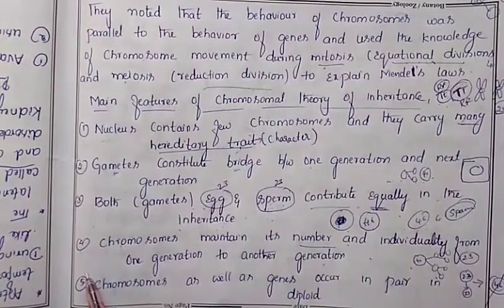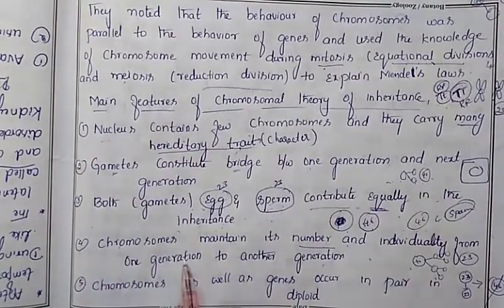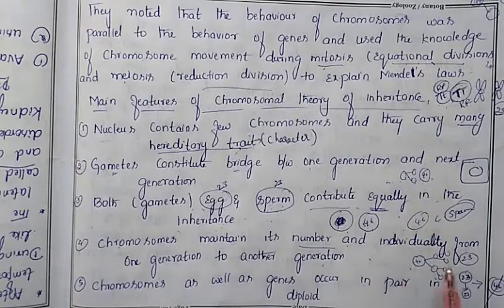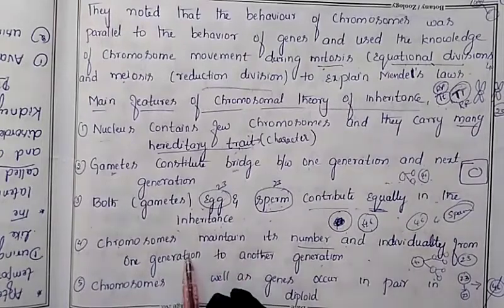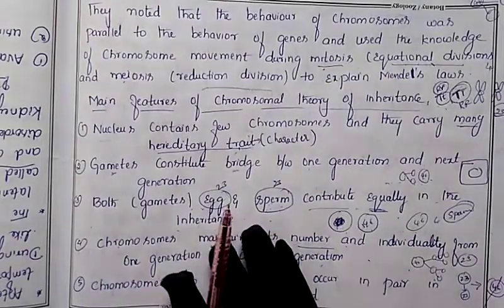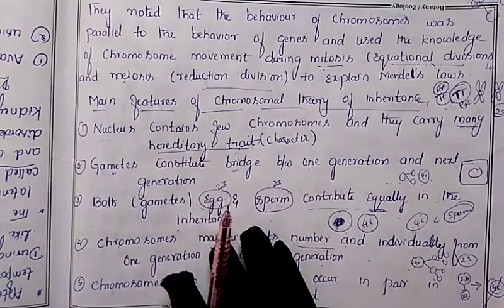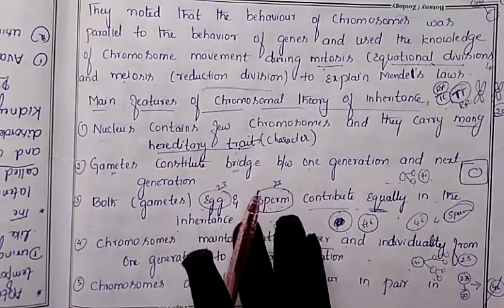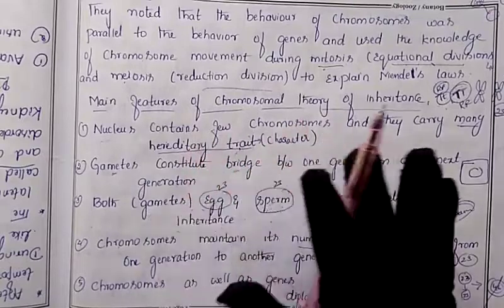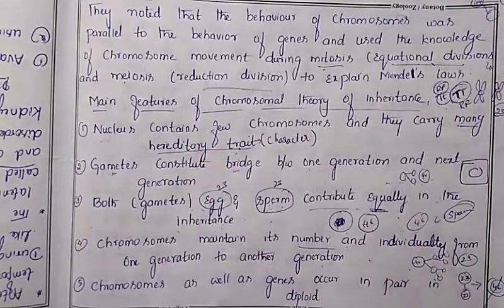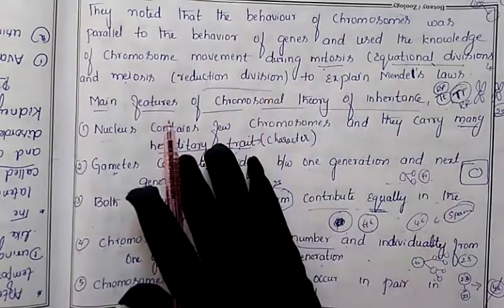Next, the fourth concept they tell is that chromosomes maintain their number and individuality from one generation to another generation. Chromosomes maintain their number here. That means for human beings, if 46 is the chromosome number, in every generation we will get the 46 chromosome number only. It will not increase or decrease.